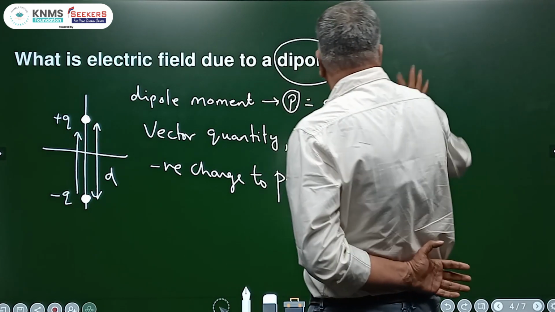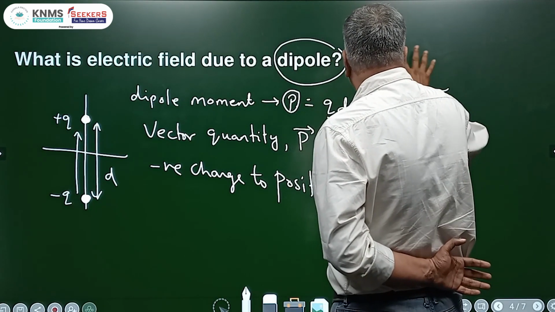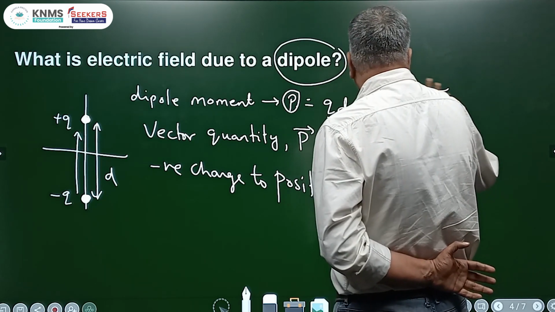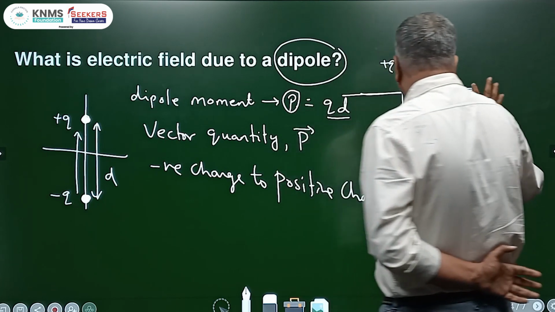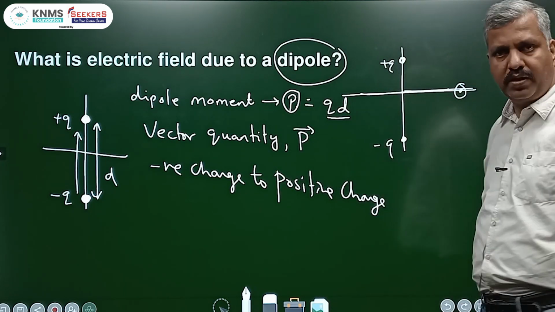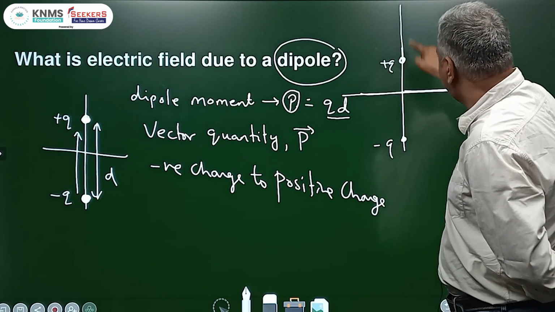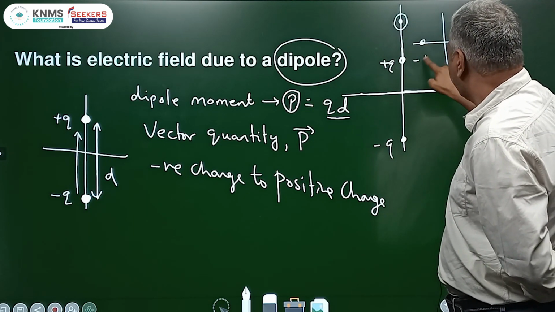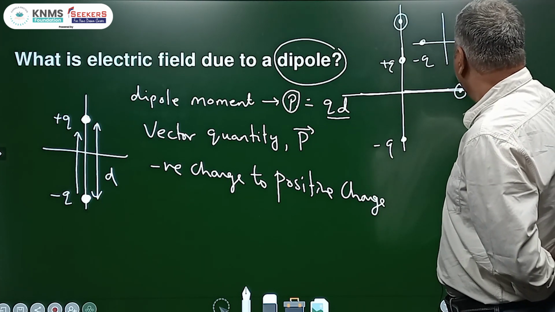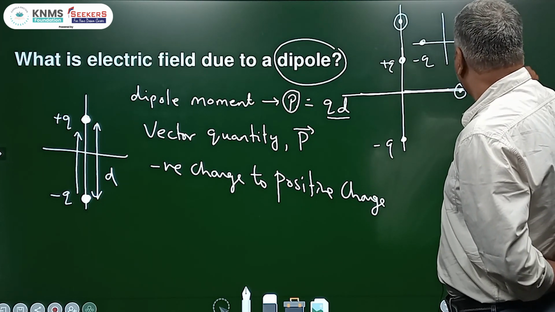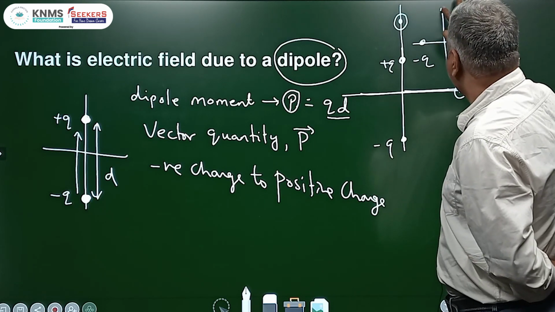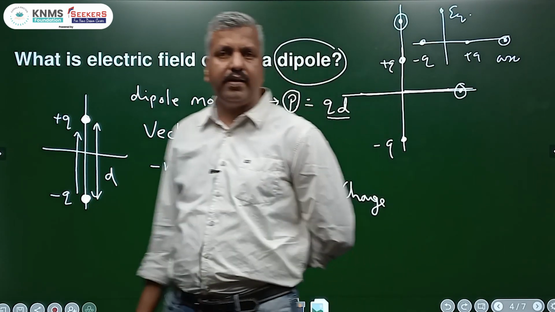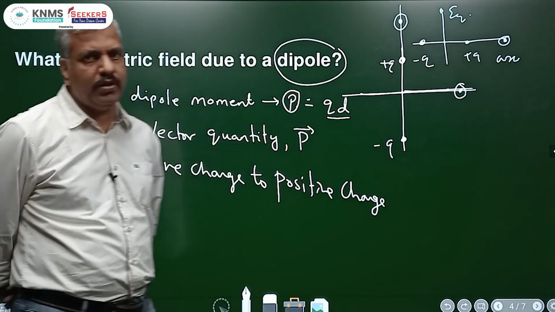Now what we are interested in is, suppose there is a dipole, here there is a plus charge and here there is a minus charge. This point here is known as the equatorial point. This point here is known as the axial point. If your dipole is placed this way, suppose this is the negative charge and this is the positive charge, this point here is called the axial point and this point here is called the equatorial point. So we are interested to know what the electric field is at the axial point and the equatorial point.